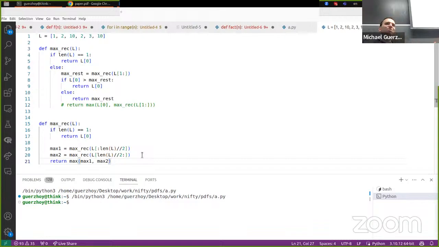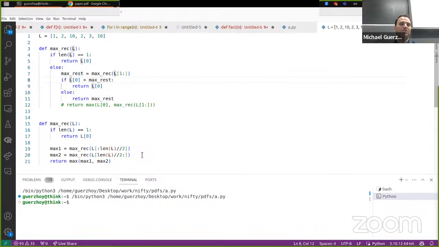Right, so the maximum of the entire list is the larger between the maximum of the first half of the list and the maximum of the second half of the list. Is that making sense? Yeah, just one question. You got around not using the max by using max rest. Could you explain that more in depth if possible?